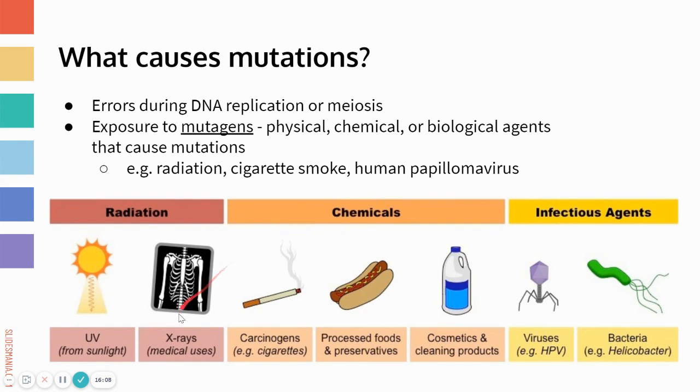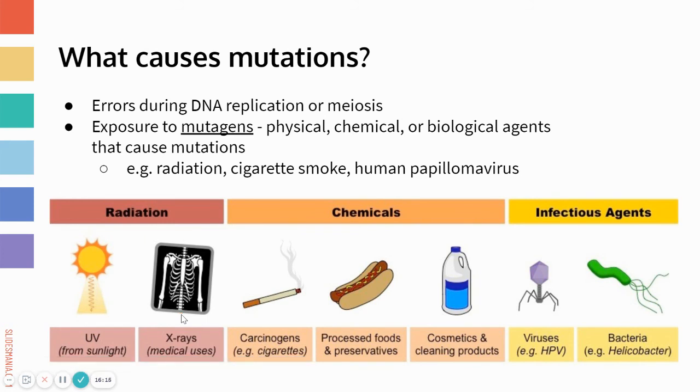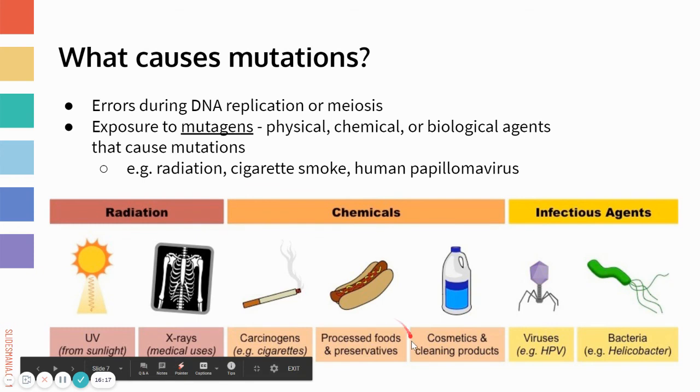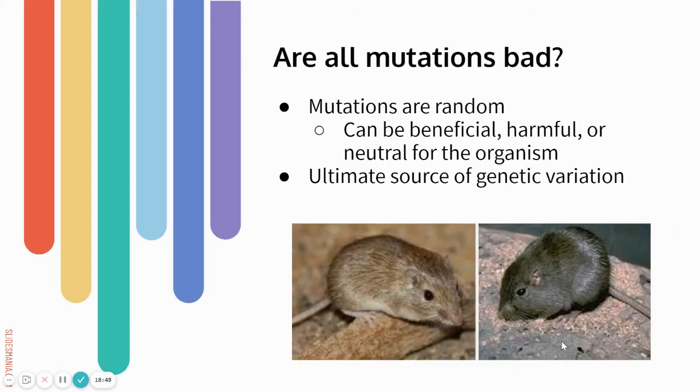But there are also other things, X-rays. That's why they put that heavy bib on you when you get an X-ray done. Processed foods, certain cleaning products, and there are actually viruses and bacteria that can cause mutations as well. So that's part of why HPV is so dangerous, because it can actually cause mutations in cervical cells.